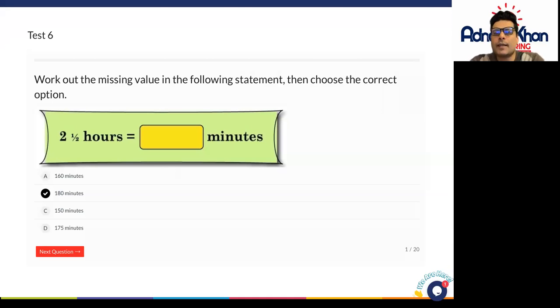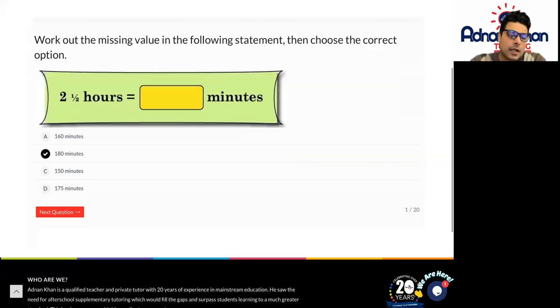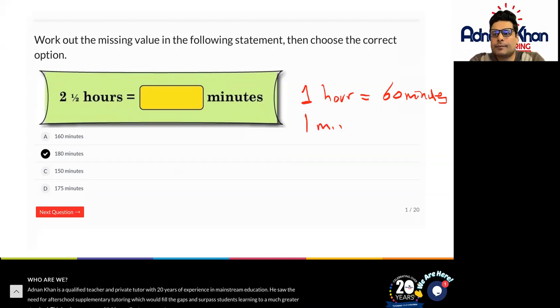So before we do any form of measurements, we need to know exactly what these measurements mean. So let's write these down first of all. So we know that in 1 hour, there are exactly 60 minutes. And in 1 minute, we have 60 seconds.